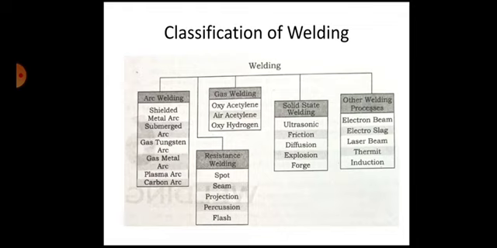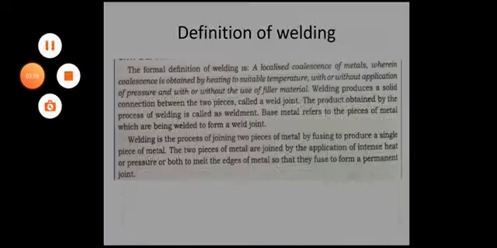Third one is gas welding. That is, it can be classified as oxyacetylene gas welding, air acetylene gas welding, oxyhydrogen gas welding. Fourth category is solid state welding. Solid state welding can be classified as ultrasonic welding, friction welding, diffusion welding, explosion welding, and forge welding. Other welding processes include electron beam welding, electro slag welding, laser beam welding, thermic welding, and induction welding. These are the various classifications of welding.